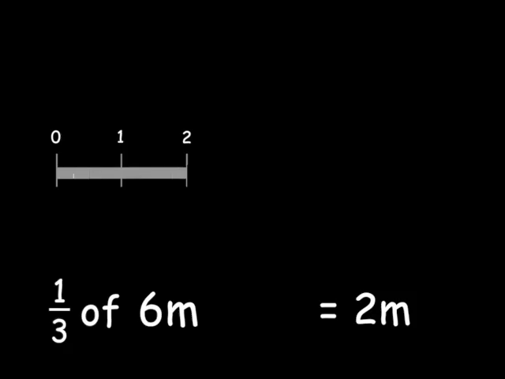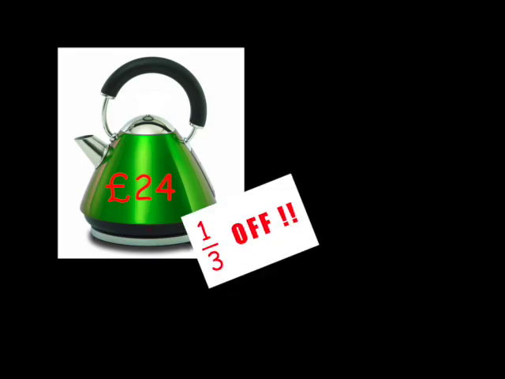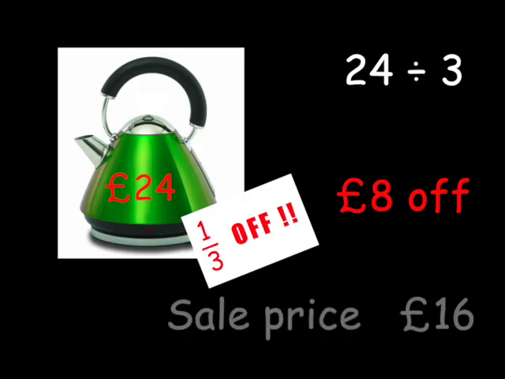This rule applies for all fractions with a 1 on the top, called unitary fractions. You just divide by the number at the bottom. This can be very useful in shops having a sale. For example, a kettle costs £24, but is advertised with a third off. To find a third of 24, divide by 3 and you get £8 off. So the £24 kettle is only £16 in the sale.